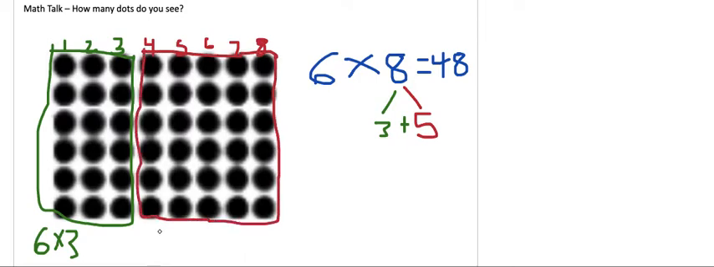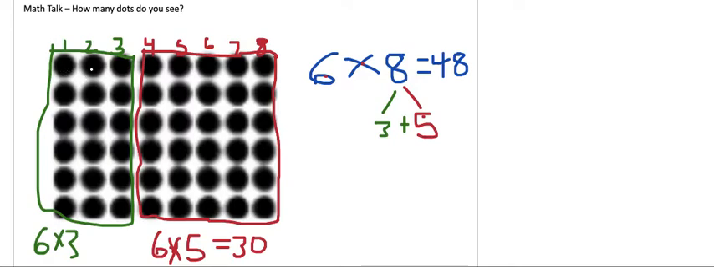6 times 5, I could just skip count by 5s to make it easier for myself, which would be 5, 10, 15, 20, 25, 30. So 6 times 5, and I'll fix this multiplication symbol. 6 times 5 is 30. Cool. 6 times 5. Right here. 30. And 6 times 3, which is over here. This smaller array on the left side.